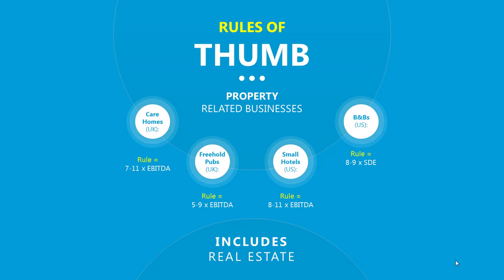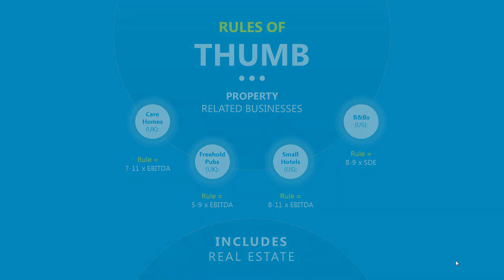These are much higher multiples than would normally be achieved by small businesses, but these businesses are very asset rich because they include real estate. If the property was sold separately to the business, then the business would trade at a lower multiple. But the rule of thumb in each of these industries is to include the property value within the simple profit multiple formula. So in these industries, that's how it's done.